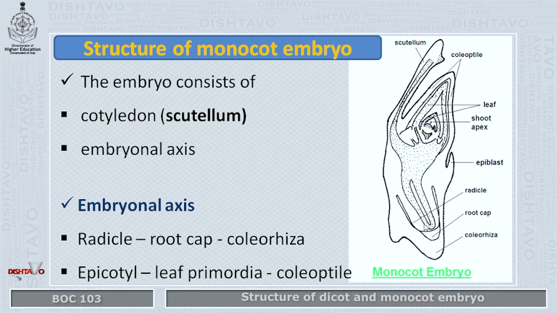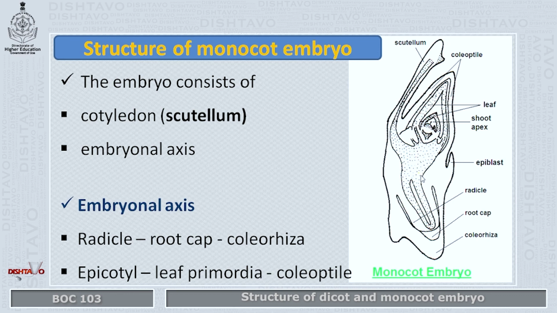And the embryonal axis is made up of the radicle and the plumule. This embryonal axis shows the presence of the radicle on the lower side. So that part of the embryonal axis which is below the level of the scutellum is referred to as the radicle. Now the radicle is covered by a root cap, and this in turn is covered by an undifferentiated tissue which forms a protective sheath around the root cap, called the coleorhiza.